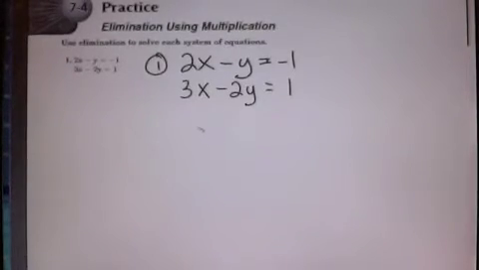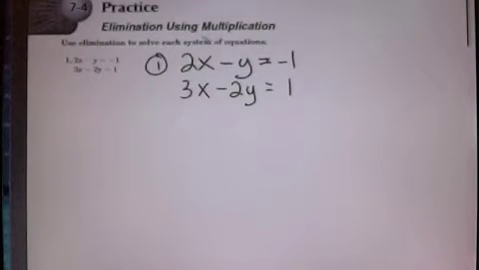Okay, in this situation, you can see that I have 2x and 3x. Neither of these will eliminate. I have negative y and negative 2y. Again, neither of these will eliminate. For the elimination method to work, I've got to have the same coefficient with opposite signs.